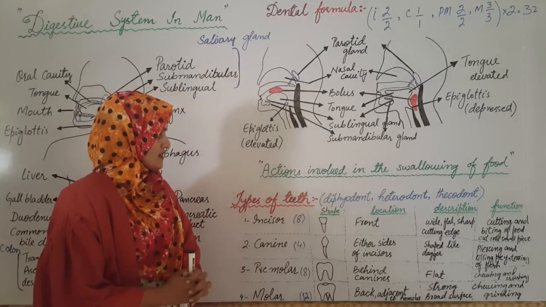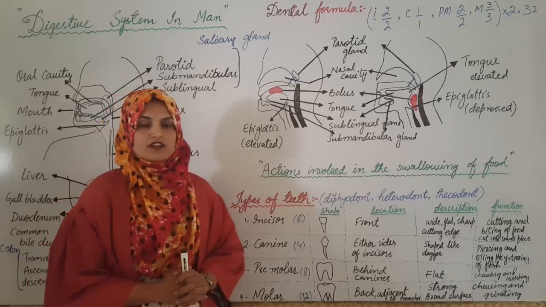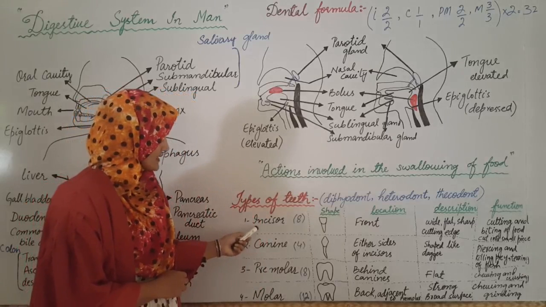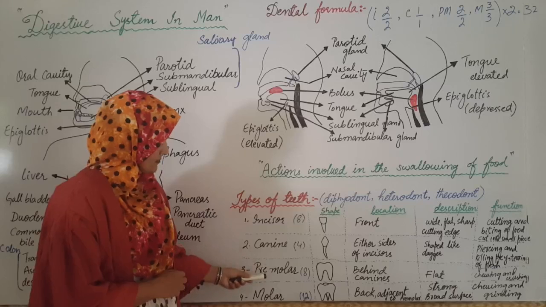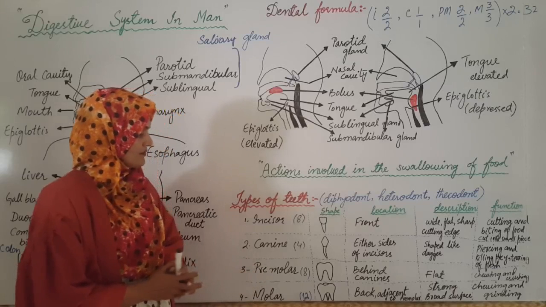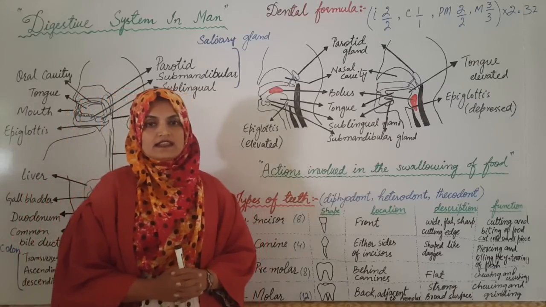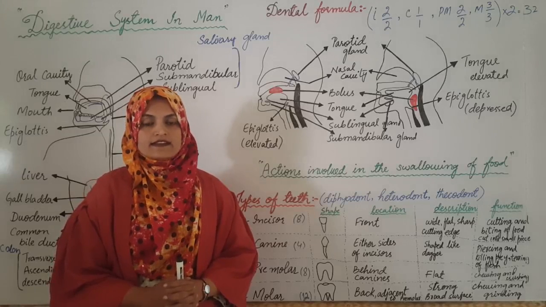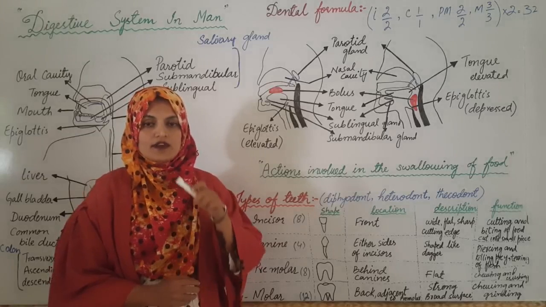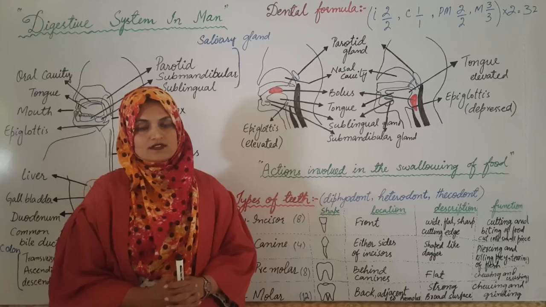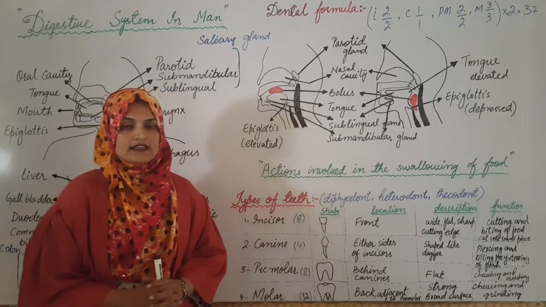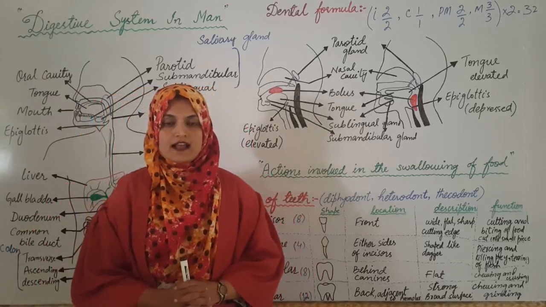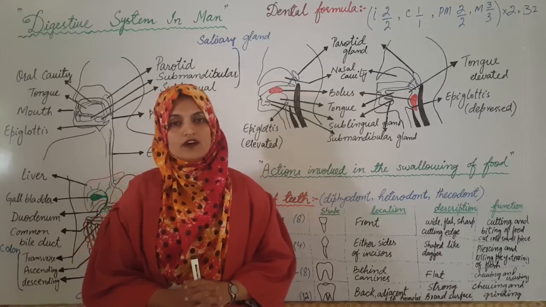On the basis of function, on the basis of which we term the teeth of man heterodont, there are 4 types. They are incisor, canine, premolar and molar. Incisors are the teeth present in the front side of the oral cavity, 8 in number, 4 on the lower jaw and 4 on the upper jaw. These teeth are wide and sharp edged, which helps in the biting or cutting of the food.